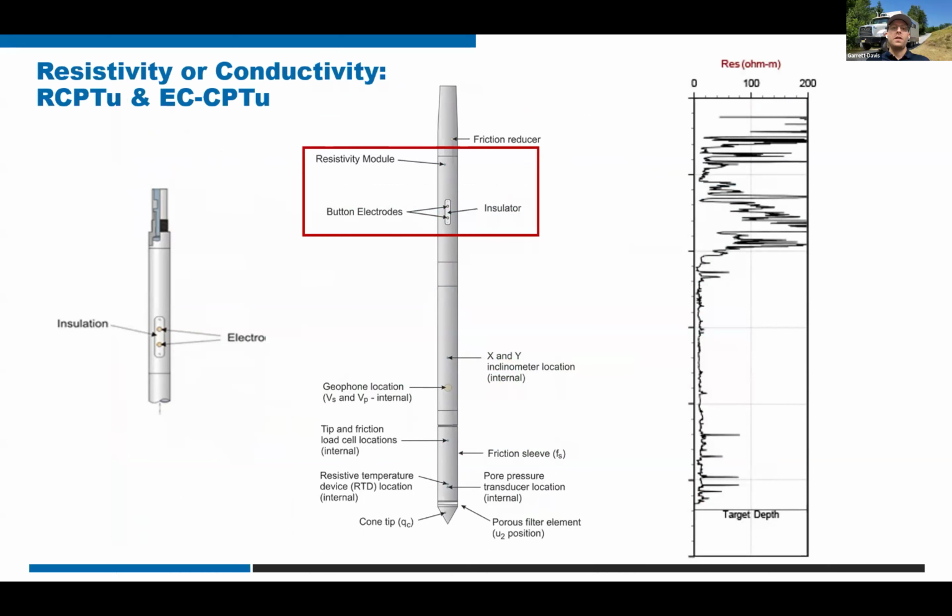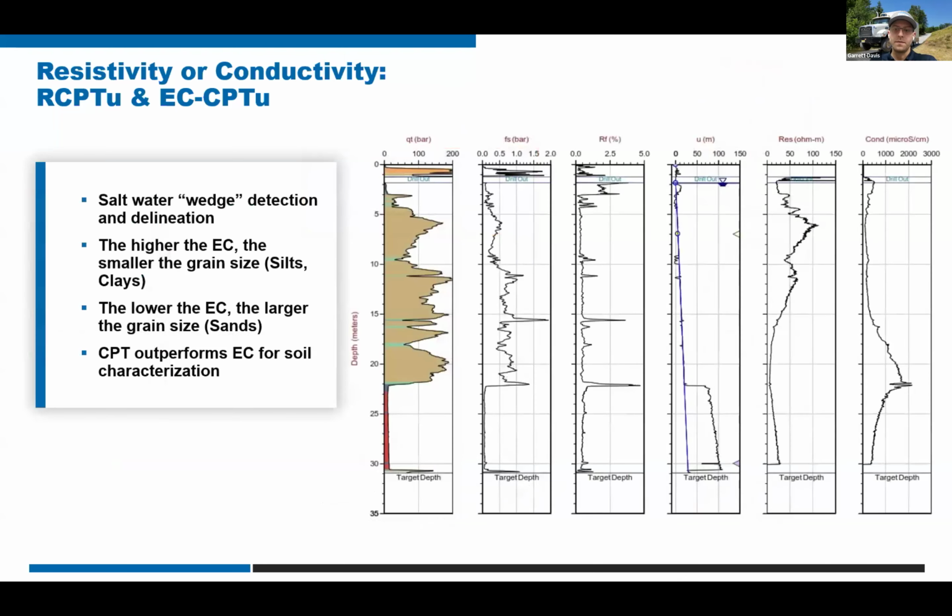Dipole or ring electrodes are used to measure the resistivity, which is influenced by your soil type, moisture content, porosity, and the chemistry of the pore water present on site. On the right here, we can see a plot of a sounding of resistivity. So combining the two provides high resolution continuous profiles of your subsurface conditions.